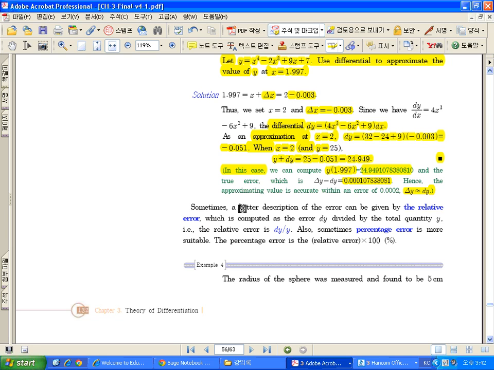Okay. Sometimes the better description of the error can be given by the relative error, which is computed as the error dy divided by the total quantity y, which is this. So we call this dy over y the relative error. And percent error is the one that is obtained from here by multiplying by 100%.